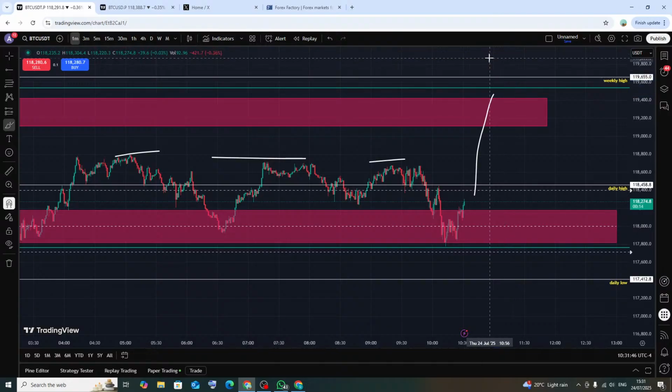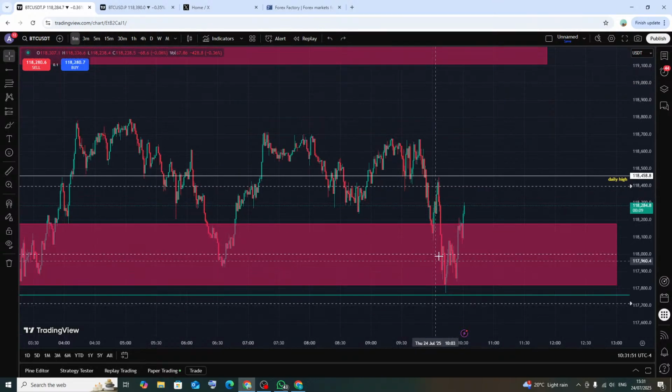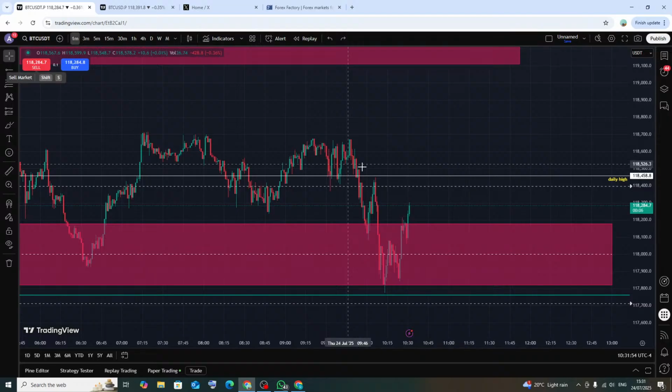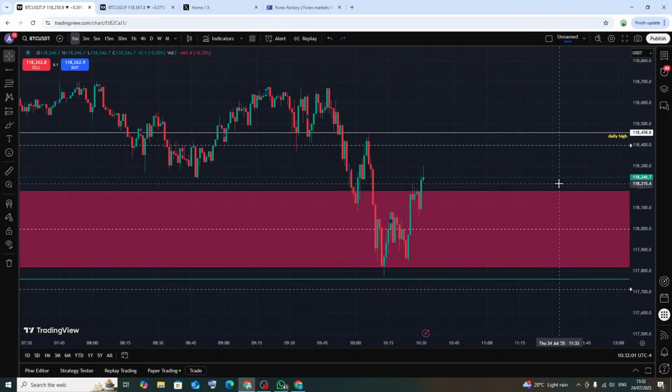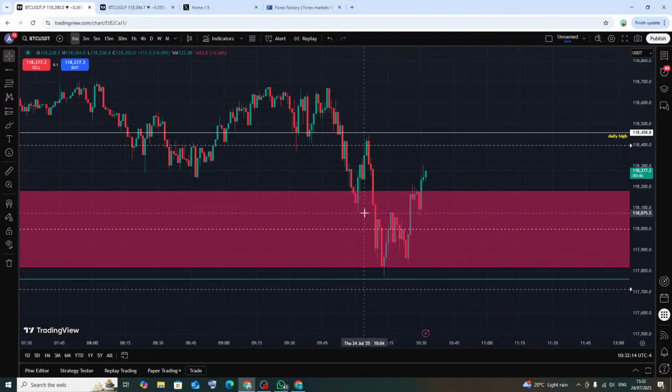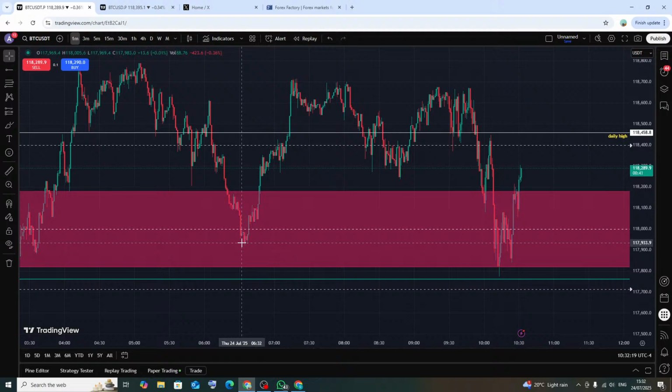Maybe today, maybe tomorrow, maybe in the New York session, which is unlikely. Maybe in the afternoon session, possible. So that's why you have to be very careful. If you go for a short in here, why would you not take profit at this range? Why would you not close your position at this range? Why would you not put your stop loss in here?